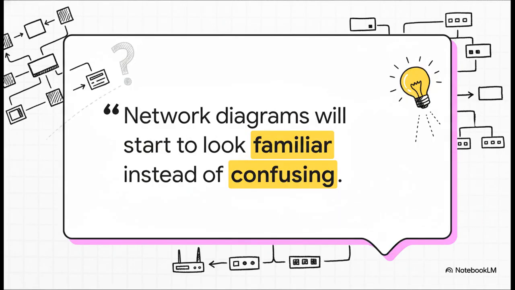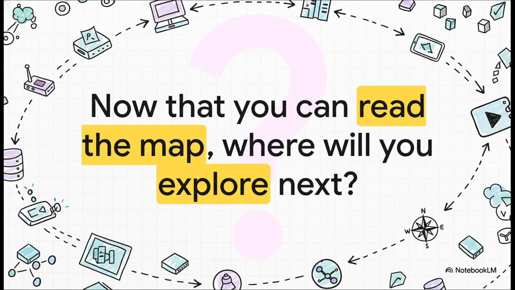And you know, that really is the key takeaway. That thing that once looked like a completely confusing mess of boxes and lines, well, now it has meaning. You can actually look at it and understand what's going on. You've basically learned the fundamental language of how our digital world is built. So now you can read the map, you understand the lay of the land in our digital world. The only question left is, where are you going to explore next?